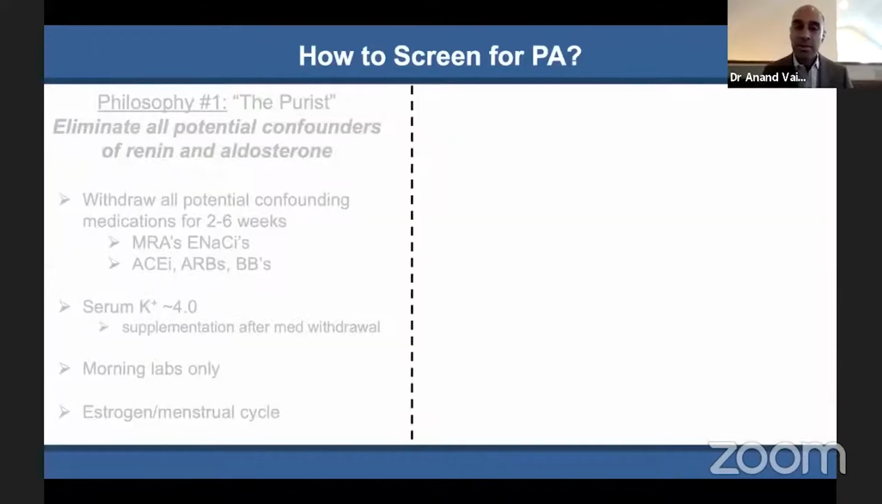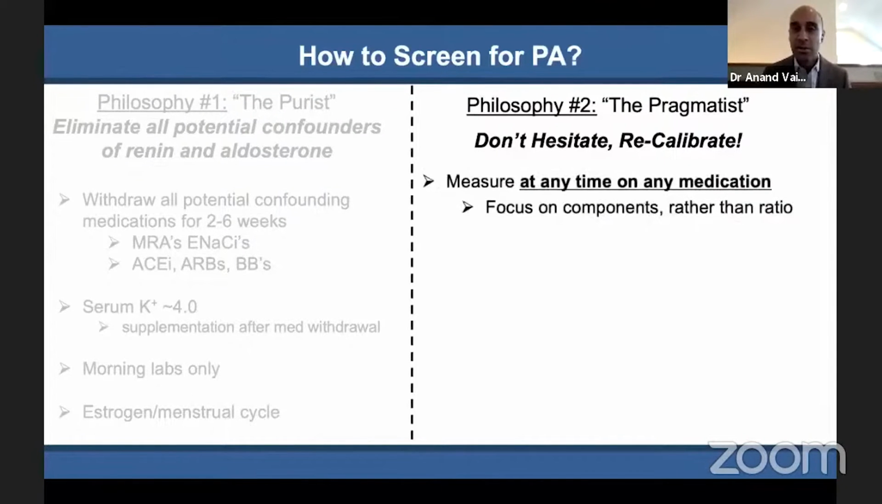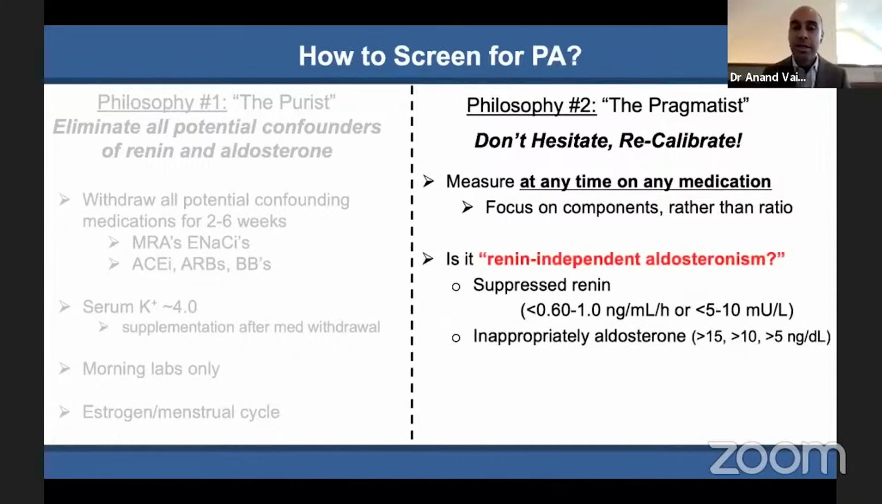So an alternative to the purist approach is the pragmatic approach. This is an approach that I would call, don't hesitate, recalibrate. With this approach, you measure renin and aldosterone in anybody you think could have primary aldosteronism at any time on any medication. And you focus on the components. What is the renin and what is the aldosterone rather than the ratio? What are you trying to prove?